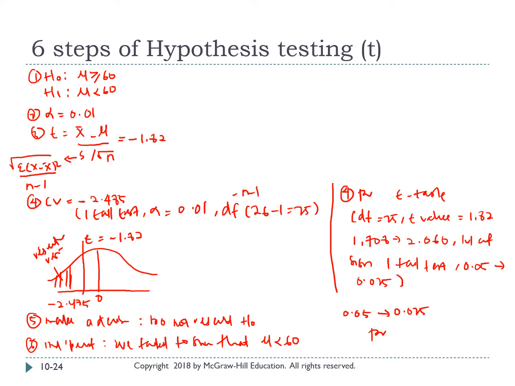If you want to use the PV, you have to compare it with the alpha. Our alpha is 0.01. In this case, the PV are bigger than our alpha. So our decision is that do not reject the H null. Okay?